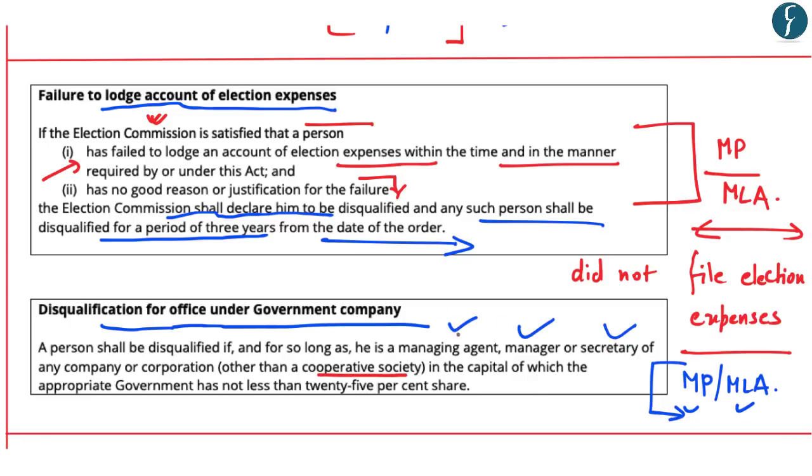So, if a person is a managing agent, manager, or secretary of any company or corporation of the Indian government in which the government has not less than 25% share, then basically such a managing agent, manager, or secretary cannot become MP or MLA during the time in which such person is already the managing agent, manager, or secretary of such government company whereby the government has a share of 25% or more. So all these can be said to be grounds of disqualification.